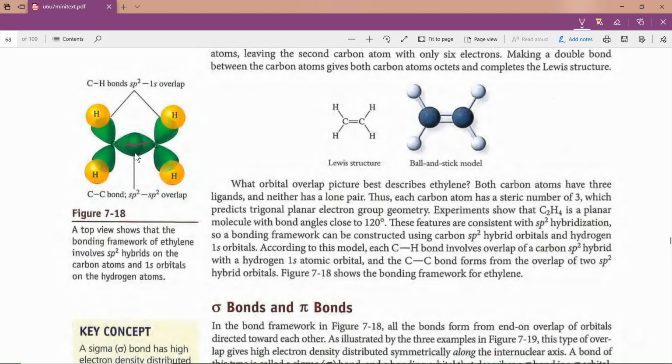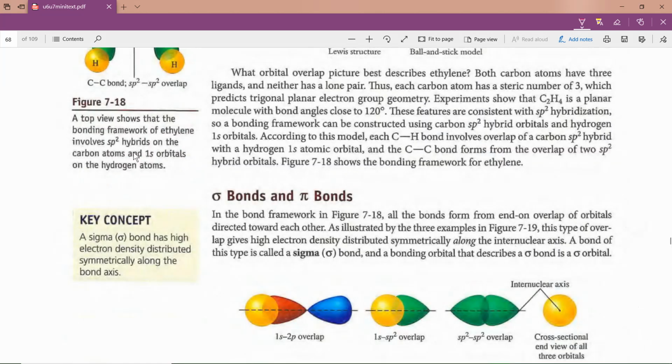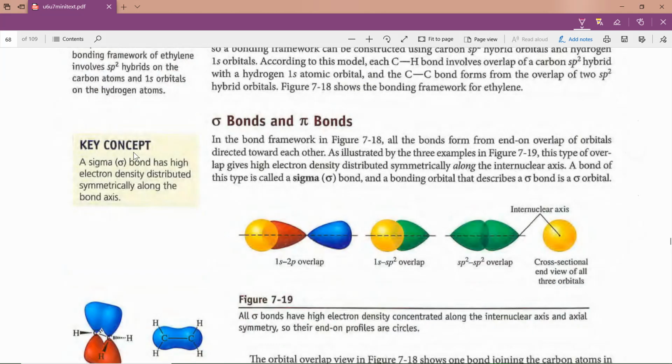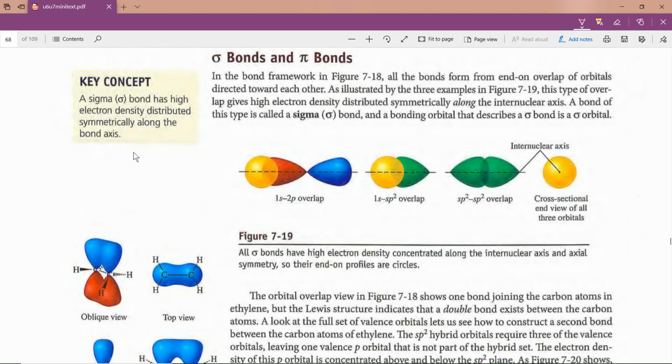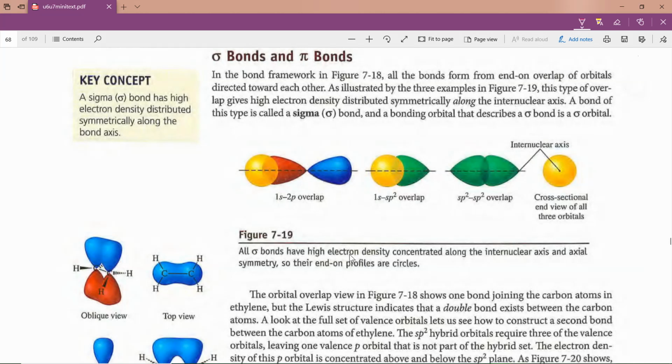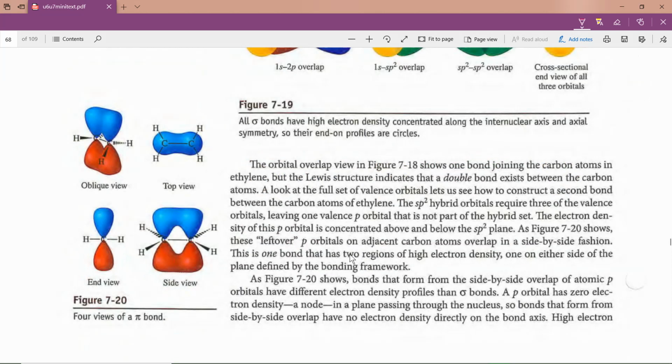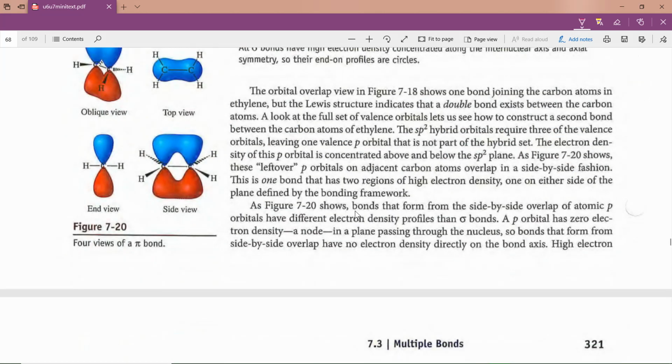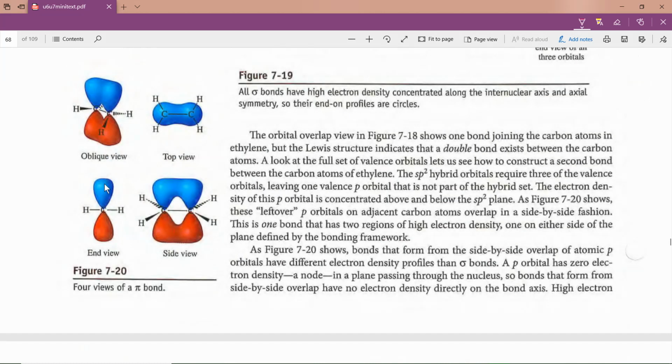But what about the other bits of electron density? So here we have the sigma bonds, high electron density distributed symmetrically along the internuclear axis. So the one we were looking at there is the carbon. Here is the hydrogen. So what can we say about the double bond? You have a p orbital on either carbon that is not involved in the sp2 hybridization.